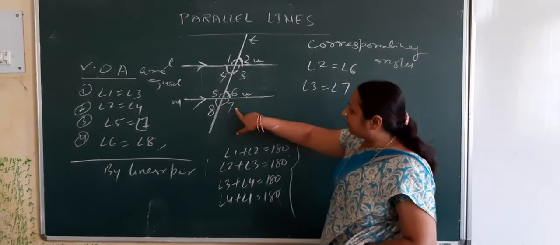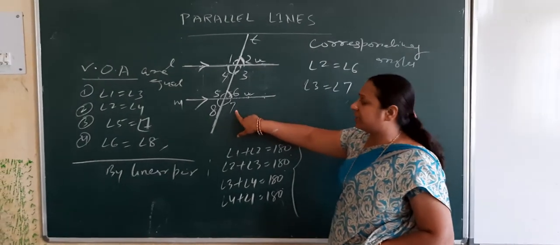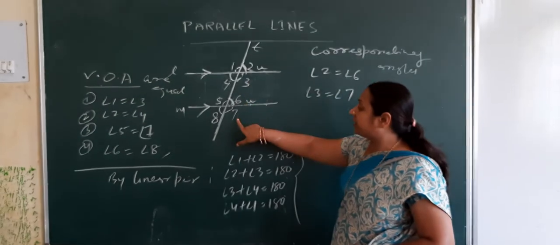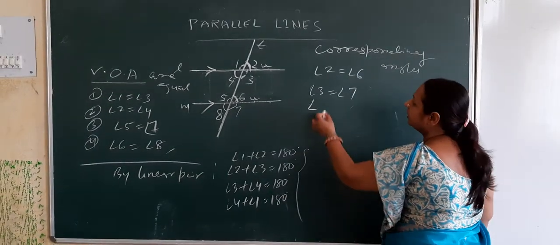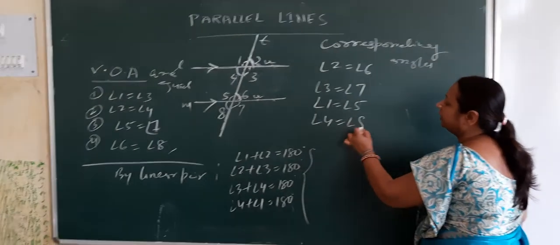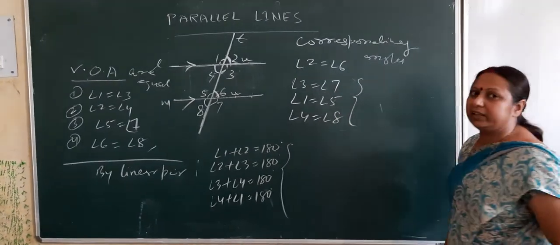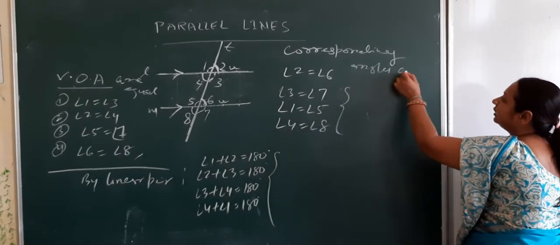3 and 7 are on the opposite side of the transversal. 3 is interior, 7 is exterior, but not adjacent. Similarly, angle 1 equals angle 5 and angle 4 equals angle 8. These are corresponding angles, and the property of corresponding angles is that corresponding angles are equal.